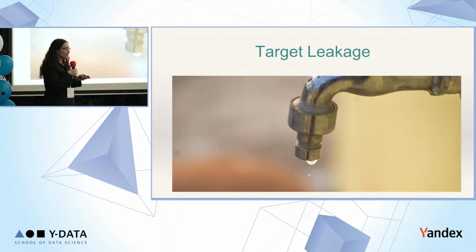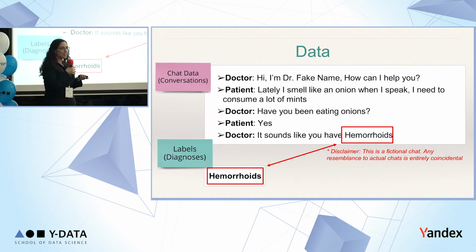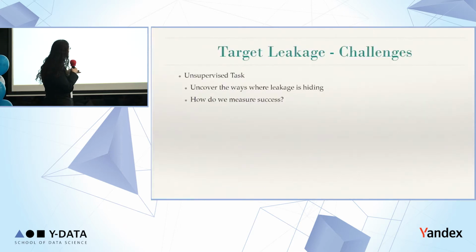But that didn't address our main challenge, which was target leakage. As we said, we are trying to predict the diagnoses. However, if you remember the fake chat, the doctor actually gives the diagnosis in the chat. So what we're trying to predict is part of our data, which means we have target leakage, we need to remove it. Target leakage is an unsupervised task. No one gave us labeled data saying this is leakage, this is not leakage, so we needed to tackle 2 issues.